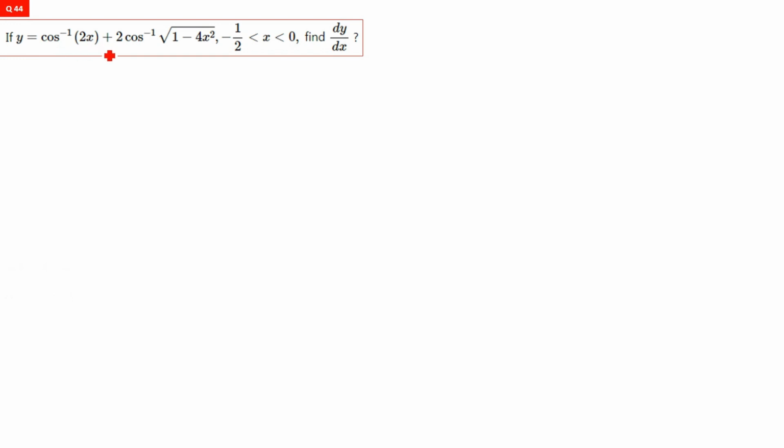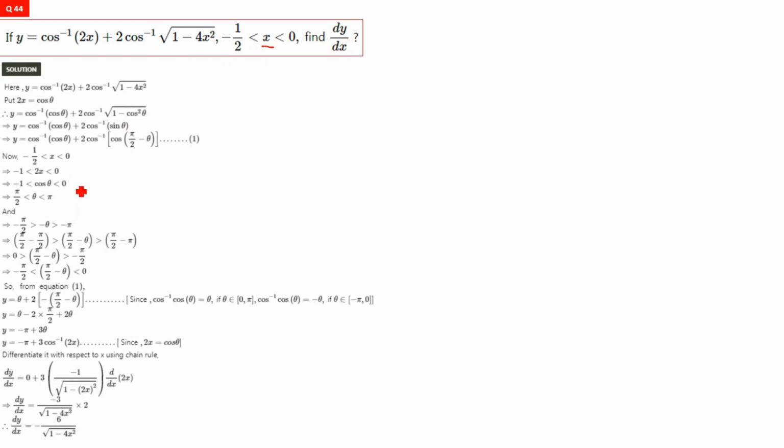Y equals cos inverse 2x plus 2 cos inverse under root of 1 minus 4x squared, where x is between minus half and 0. Find dy by dx. Now you will realize in this question, if you don't consider the range, what will be the problem? I will solve it normally first, but the answer will not be correct. You'll see that. Then I'll correct it.